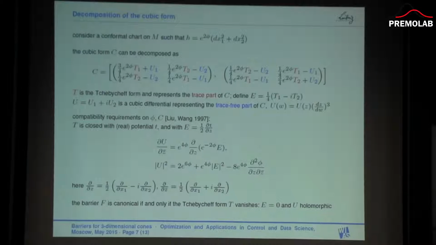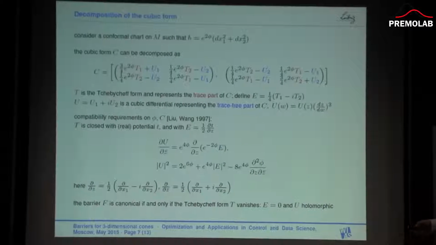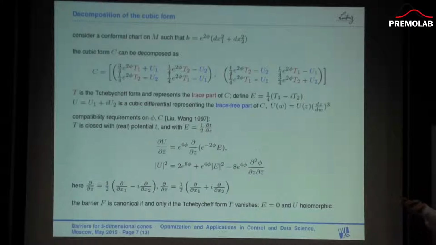So the canonical barrier is characterized by the condition that the trace part vanishes, and then automatically the trace-free part is given by a holomorphic function. So for the canonical barrier, the description of the cone plus the barrier is a pair which is composed of a metric on the surface and of a holomorphic function on the surface.